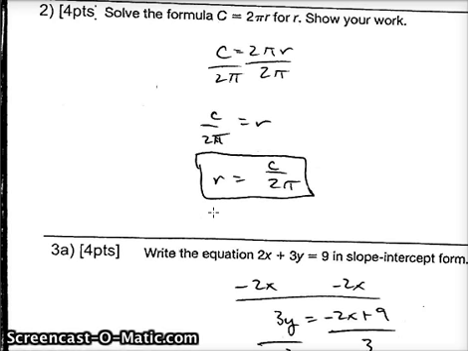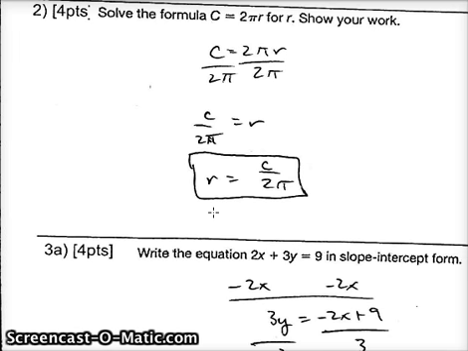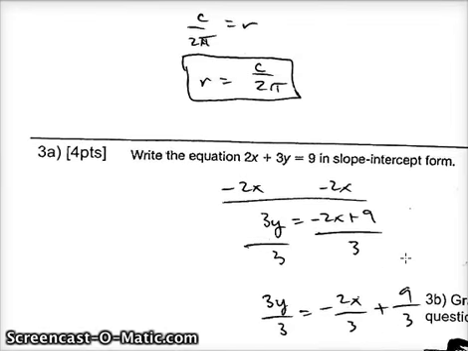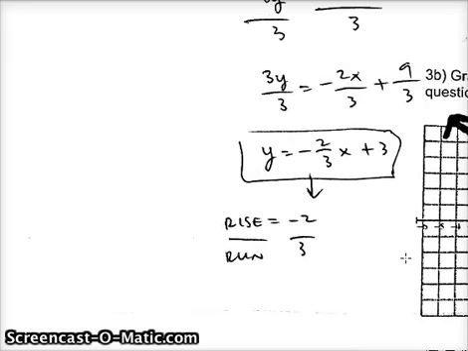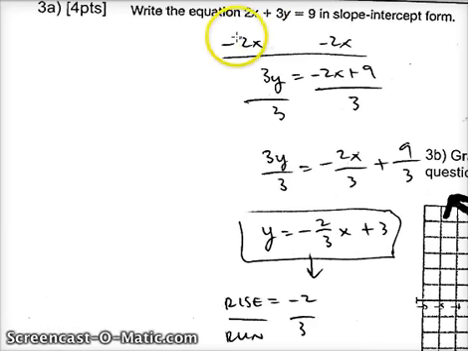Question 3a. Write the equation 2x plus 3y equals 9 in slope-intercept form. Slope-intercept form means you get the y variable by itself. A lot of students struggled on this question. So the first thing you need to do is, I decided to subtract 2x from both sides. Notice how I'm trying to get this y by itself. I'm left with 3y equals negative 2x plus 9.